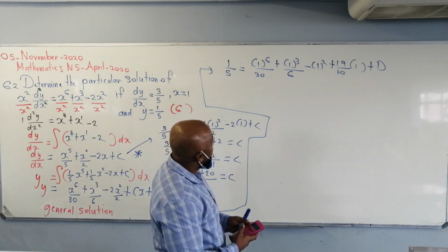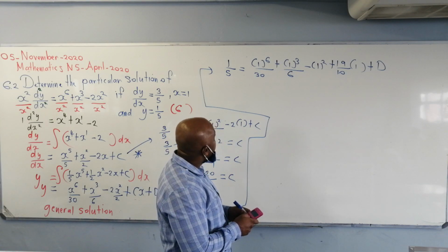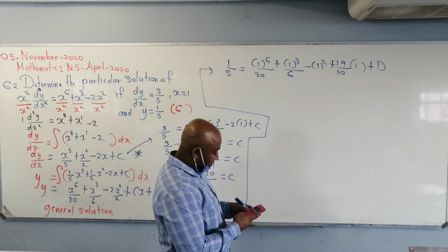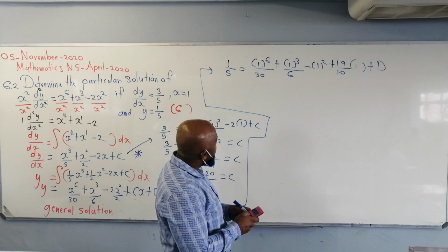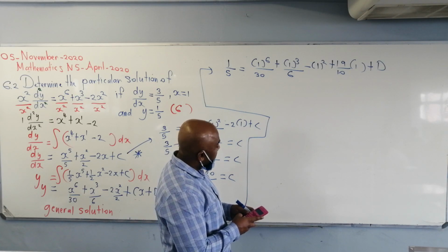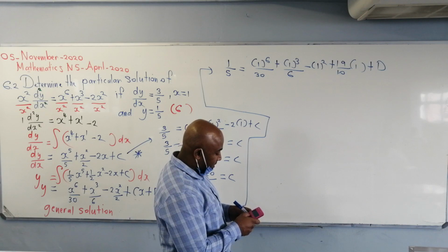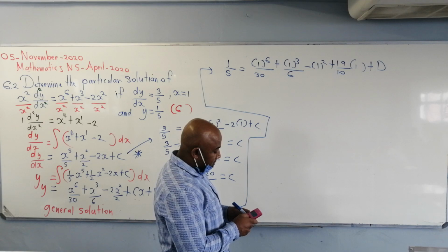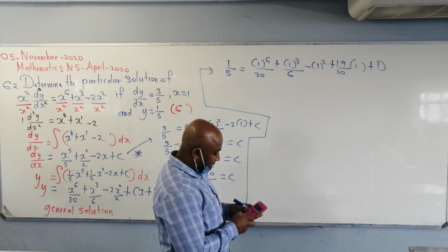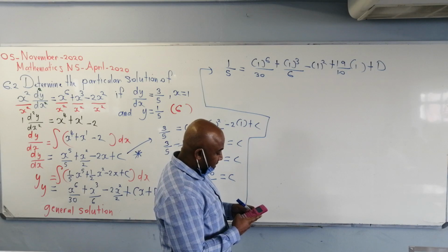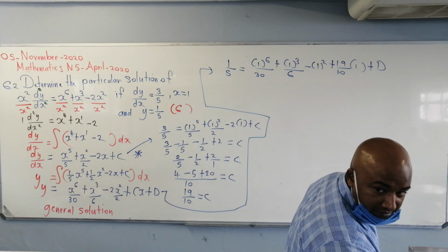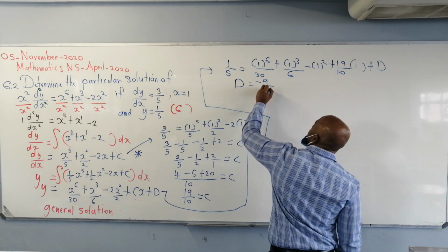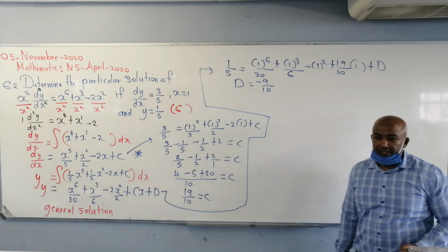Right, so what do we have here? We got 1 over 5 minus 1 over 30 minus 1 over 6 minus 1, but that's not minus 1, that will be plus 1. So that's plus 1 minus 19 over 10. And I get minus 9 over 10. Double check that. Right, minus 9 over 10.